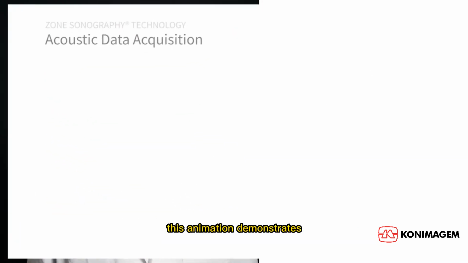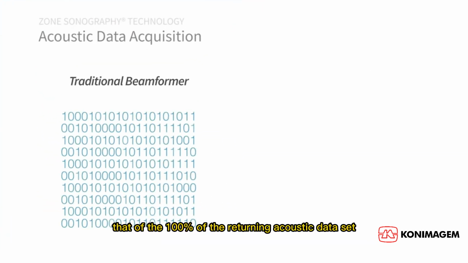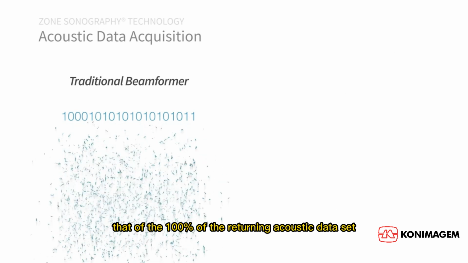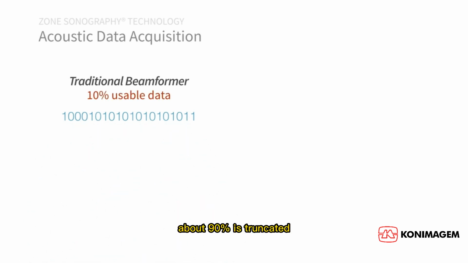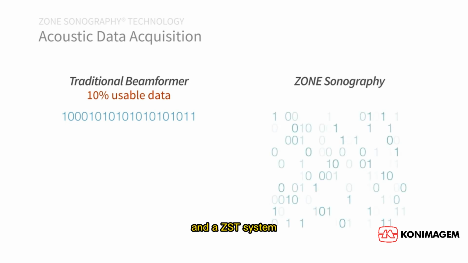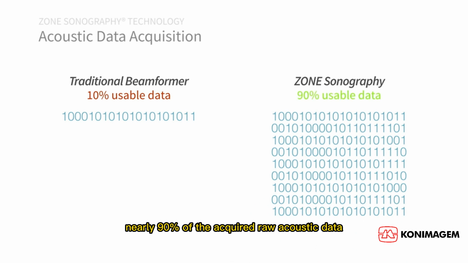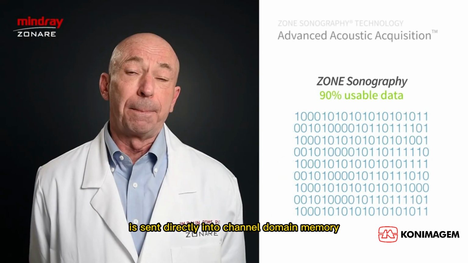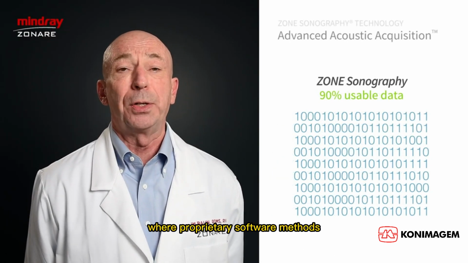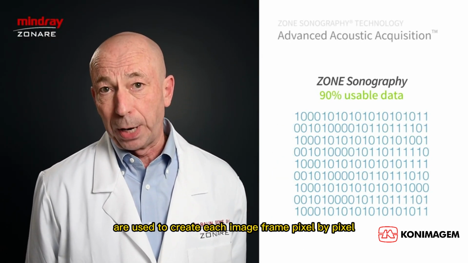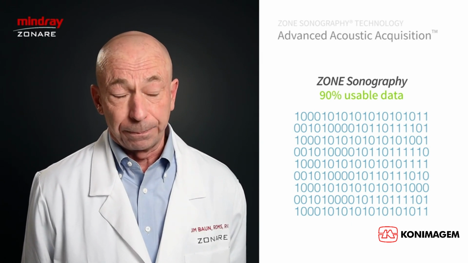This animation demonstrates that of the 100% of the returning acoustic data set, about 90% is truncated, averaged, and ultimately dumped using traditional beamformer receiver technology. In a ZST system, on the other hand, nearly 90% of the acquired raw acoustic data is sent directly into channel domain memory, where proprietary software methods are used to create each image frame pixel by pixel.